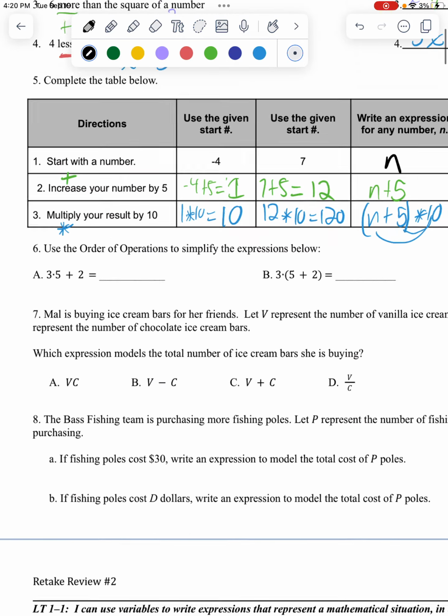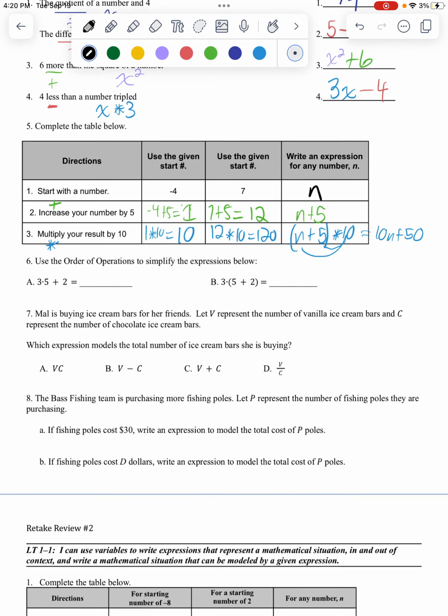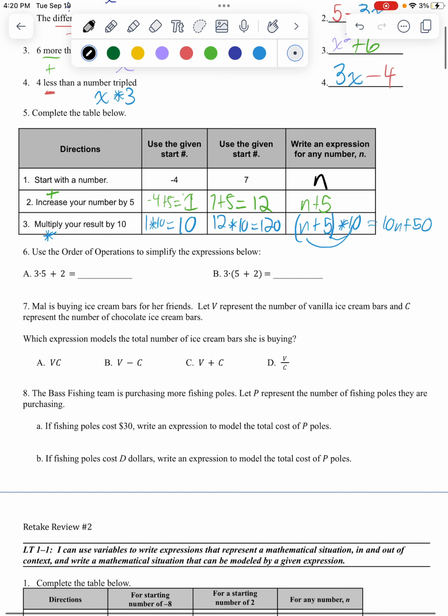And so we do the same thing when using order of operations. Notice that here we would do 3 times 5 first to get 15. And then 17. But here, these parentheses are telling us to add first. 3 times 7 now, which is 21. Notice how the order in which we do things changes what we do.